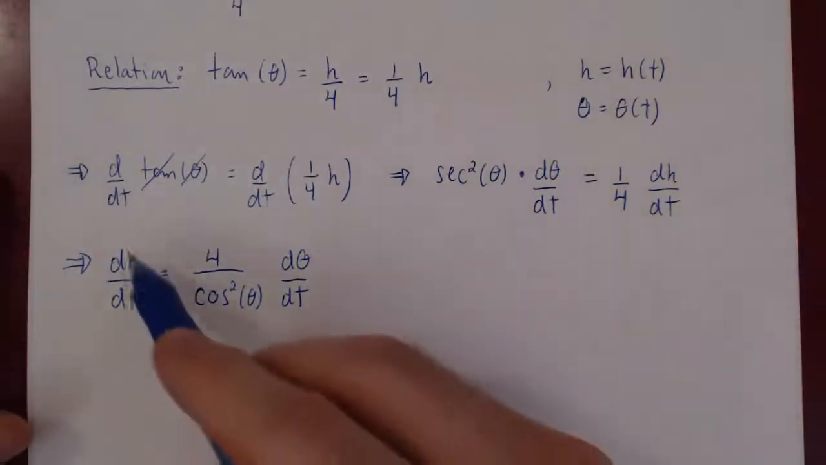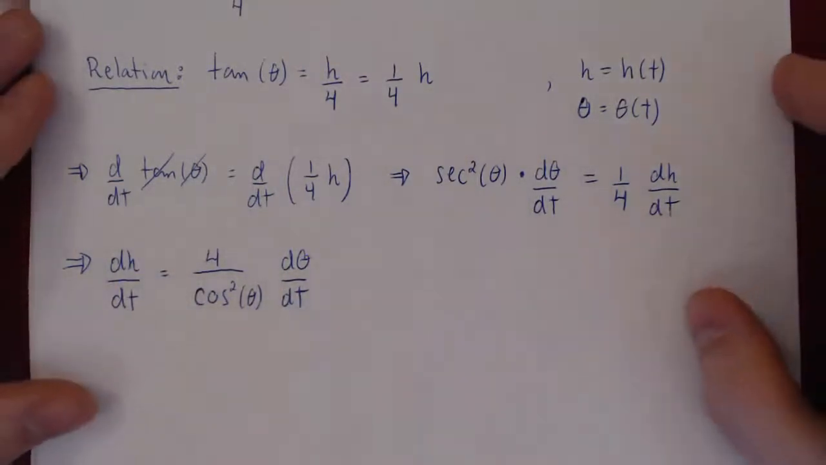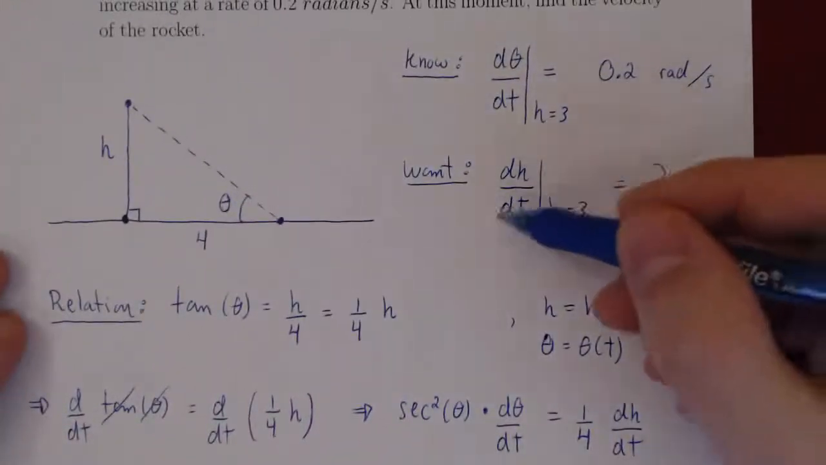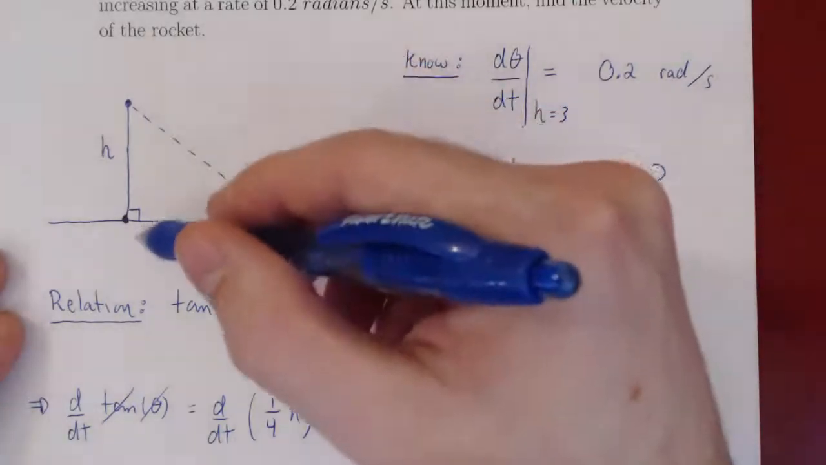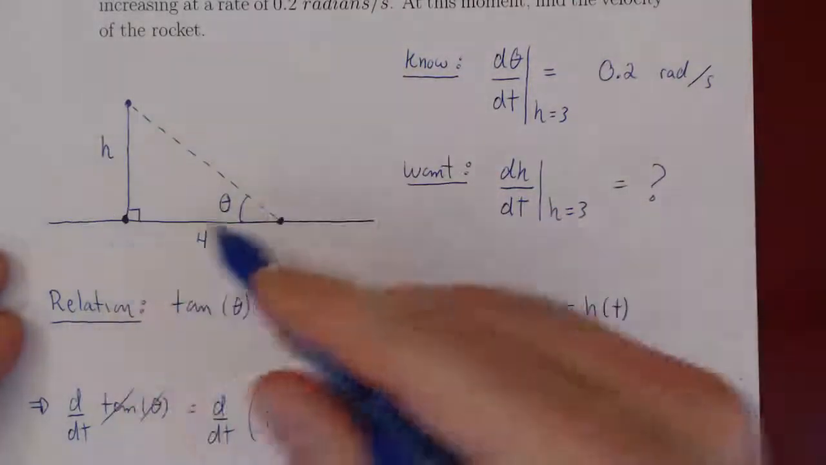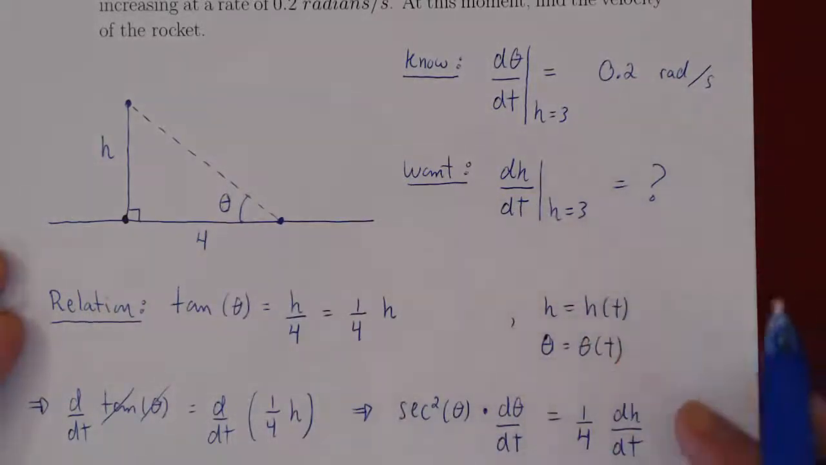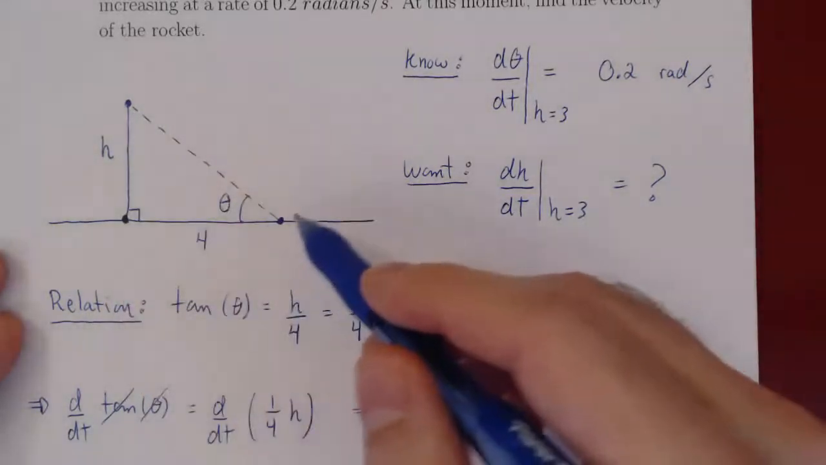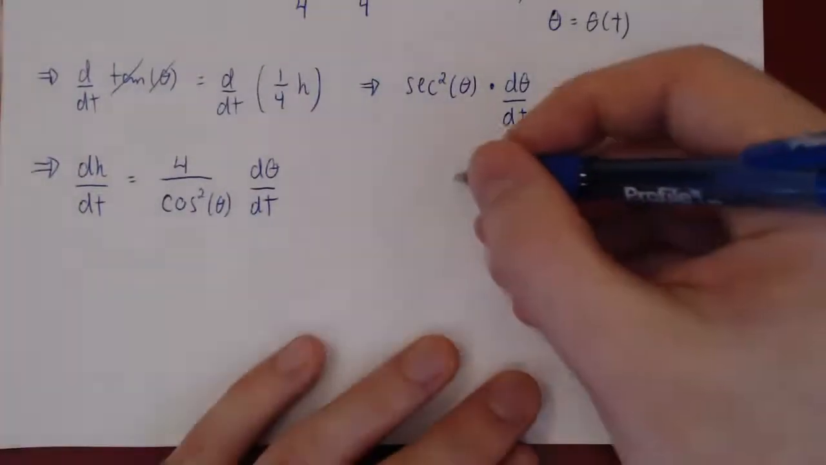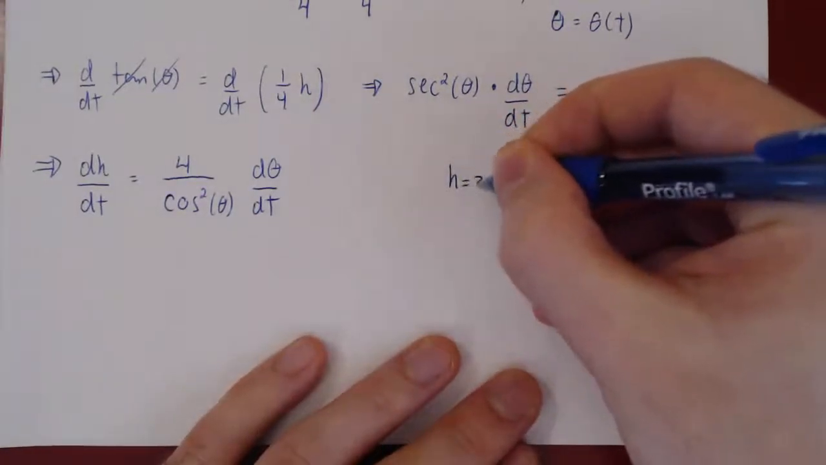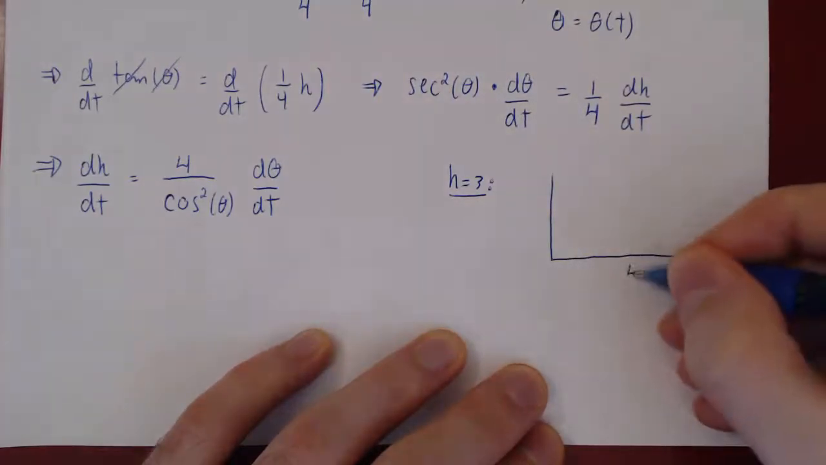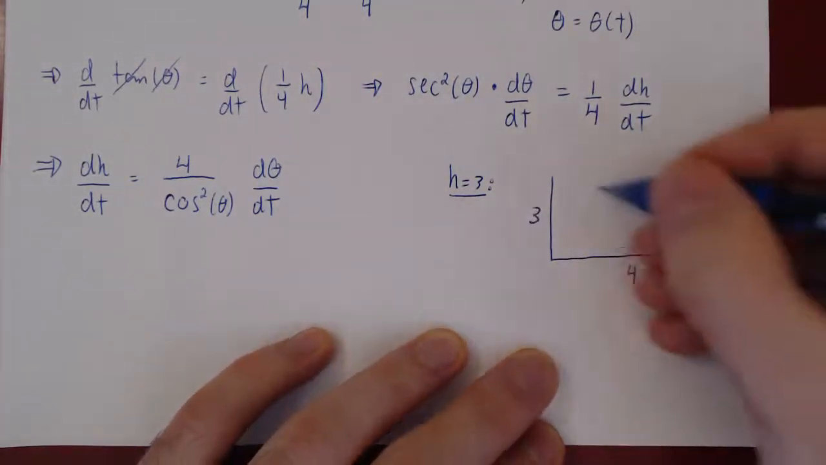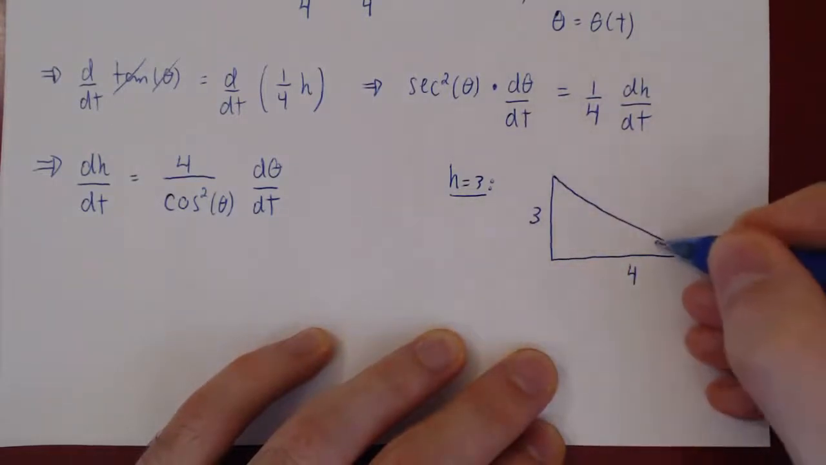But if you remember, we don't just want dh over dt for any value of t. We want dh over dt specifically when the height of the rocket is 3 kilometers. So let's now look at the picture when the height is 3 kilometers. We'll have the same picture, but this will be 4, and now this will be 3. Let's see what we have from here. So when the height is equal to 3, the picture is the following. This is still 4 kilometers. This is now 3. And we have the angle.